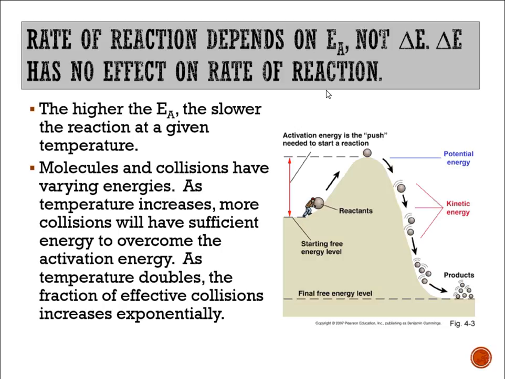The higher the activation energy, the slower the reaction is at a given temperature. Molecules and collisions have varying energies. As temperature increases, more collisions will have sufficient energy to overcome activation energy. And here it is again: as temperature doubles, the fraction of effective collisions increases exponentially. So we need to keep that rule of thumb that 10 degrees Celsius roughly doubles the rate. This statement's backwards, and it's saying as you double temperature. So we're talking about a 10 degree temperature increase roughly doubling the rate of reaction.